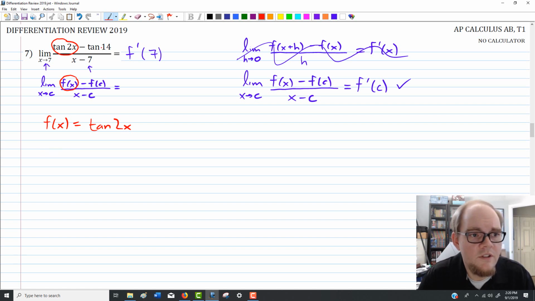Now, in order for us to finish this and evaluate the limit, we're supposed to find f prime of 7. Well, the of 7 part's not bad. Our difficulty is going to come from the f prime.